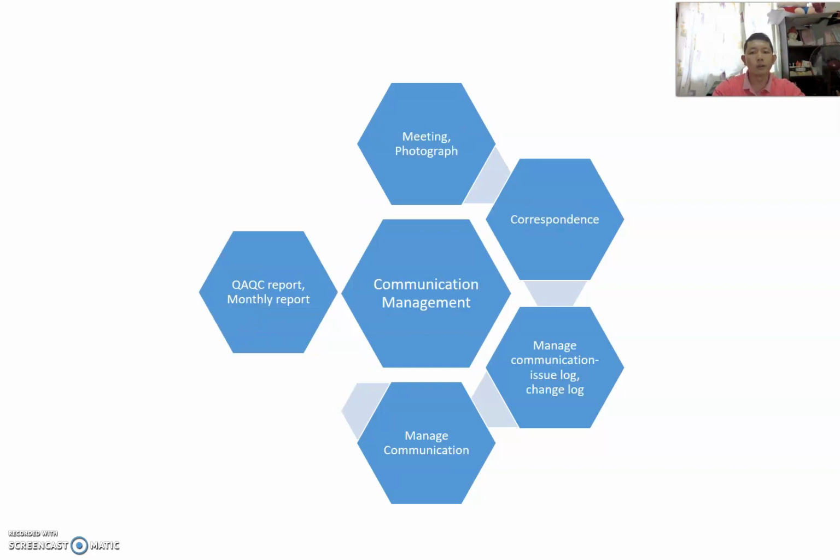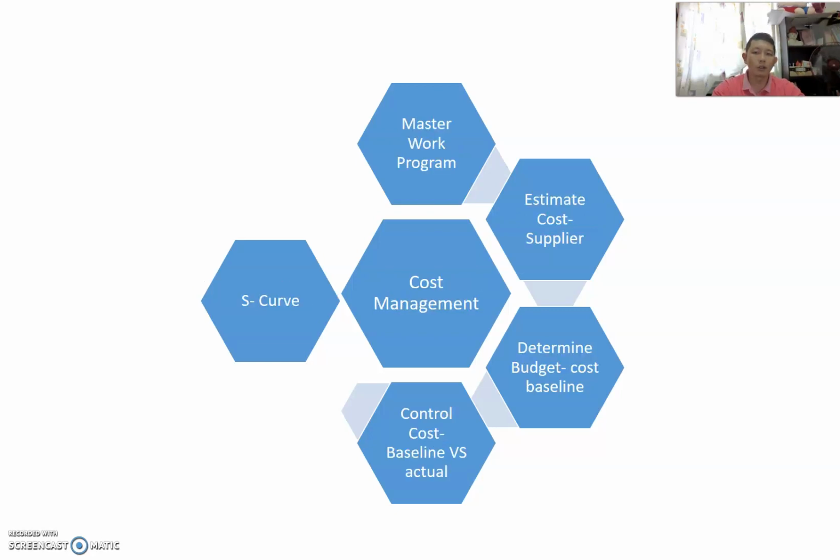For communication management, we have developed QA/QC reports, monthly reports, meetings, photographs, and management of correspondence, so that they are in line with the scope of our project. Next, we manage communication through the issue log and change logs. Cost management is through the S-curve and master work progress, then estimating cost based on suppliers, determining the budget and cost baseline, and controlling the cost based on the baseline versus the actual budget, so that we can align on the cost.